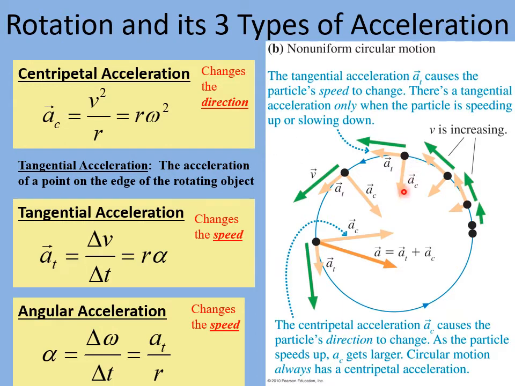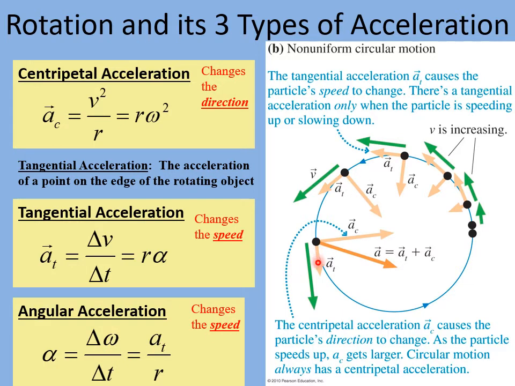And remember, it always points towards the center of the circle. What we just learned about down here was angular acceleration, alpha. And that is when we have a change in rotational speed of the object. Okay, and alpha is defined as delta omega over delta t.